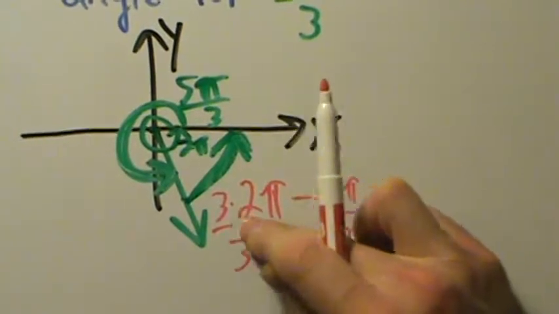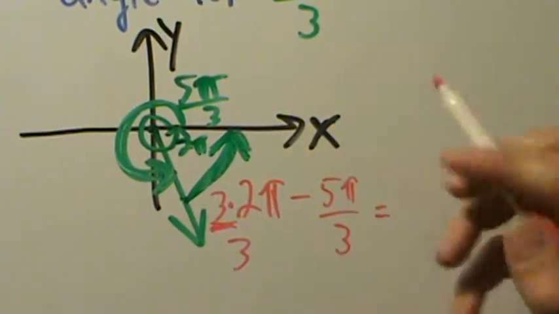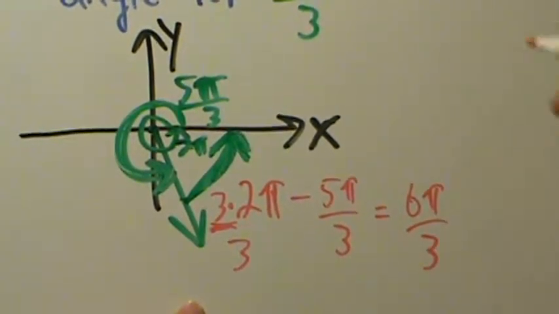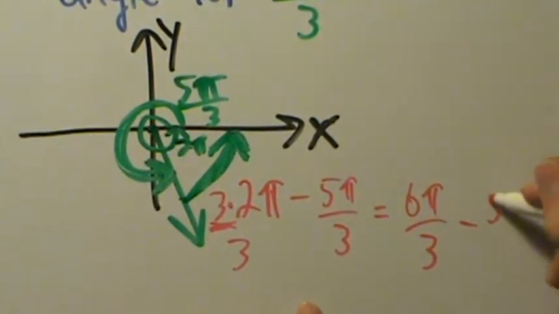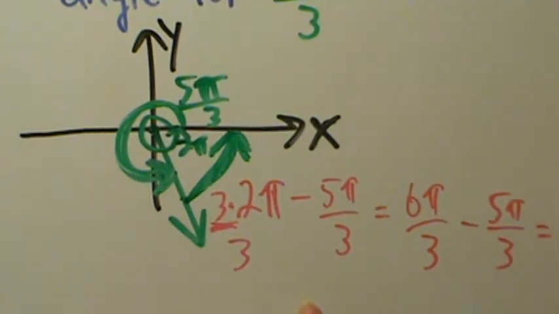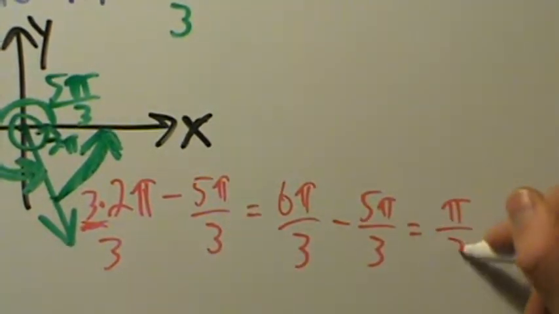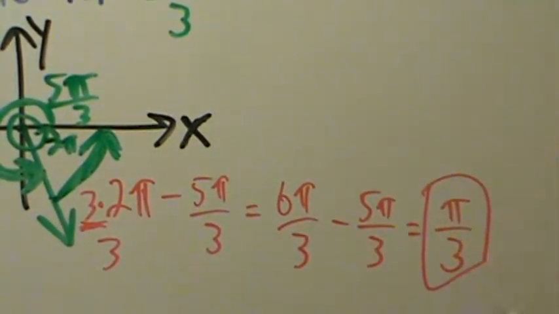Let's do it like this. So 3 over 3 times 2 pi, that's 6 pi over 3. We also talked about that up here earlier. Minus 5 pi over 3 still. So 6 pi over 3 minus 5 pi over 3 is just pi over 3. Okay, so that's example 3 with finding a reference angle.